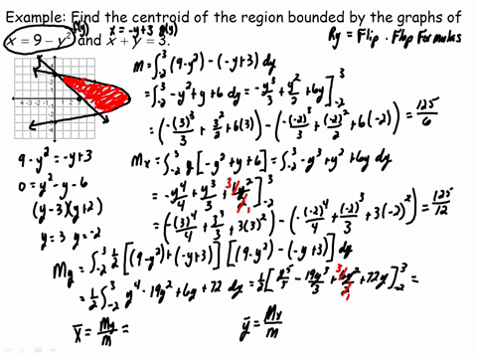y bar is going to be 125 over 12 over the mass, which is 125 over 6. And when you multiply by the reciprocal on that, you should get 1/2. So we know we're going to have 0.5 for the y. Anybody come up with M sub y?